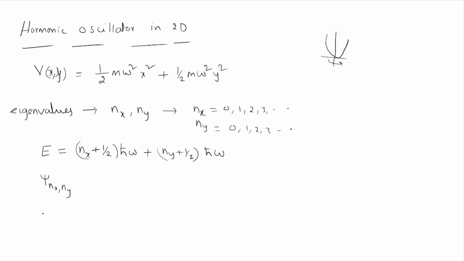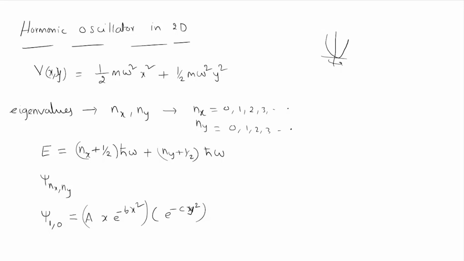For example, I am looking at, let's say, psi 1,0. That means the x oscillator is in the first excited state, so it has some constant times x. This is the x part. And the y part is in the ground state, so that is e to the minus some other constant times y square. So it's a product of two wave functions. This is how it looks.